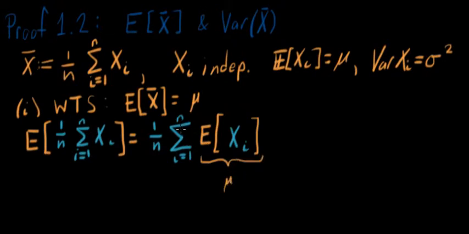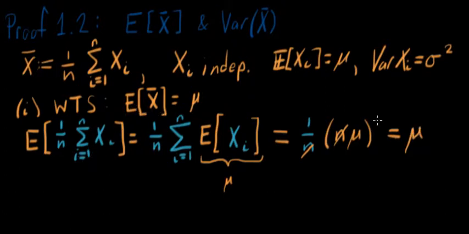And we're summing up n of them, so the whole thing is equal to 1 over n, and then we have our n mu's. Well, the n cancels with the n, so we are left with just mu. So the expectation of x bar is equal to mu, as we wanted to show.